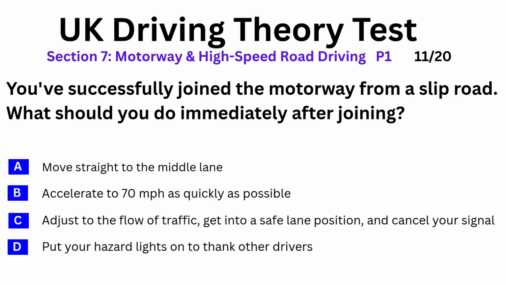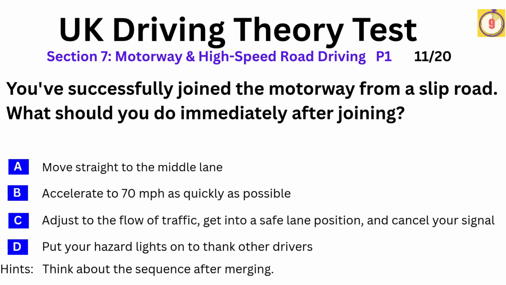You've successfully joined the motorway from a slip road. What should you do immediately after joining? Correct answer is C. Adjust to the flow of traffic, get into a safe lane position, and cancel your signal.